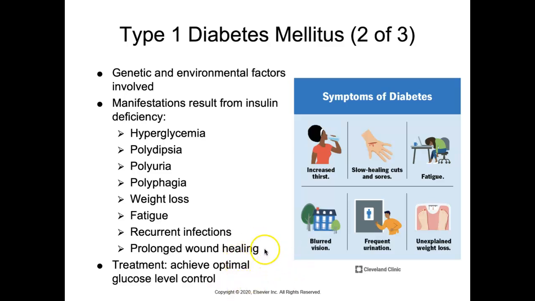And lastly, we've got prolonged wound healing that is impaired due to our blood supply not functioning correctly and hindering that healing. Treatment for type 1 is to achieve optimal glucose level control so that all of these things can kind of go back in order.